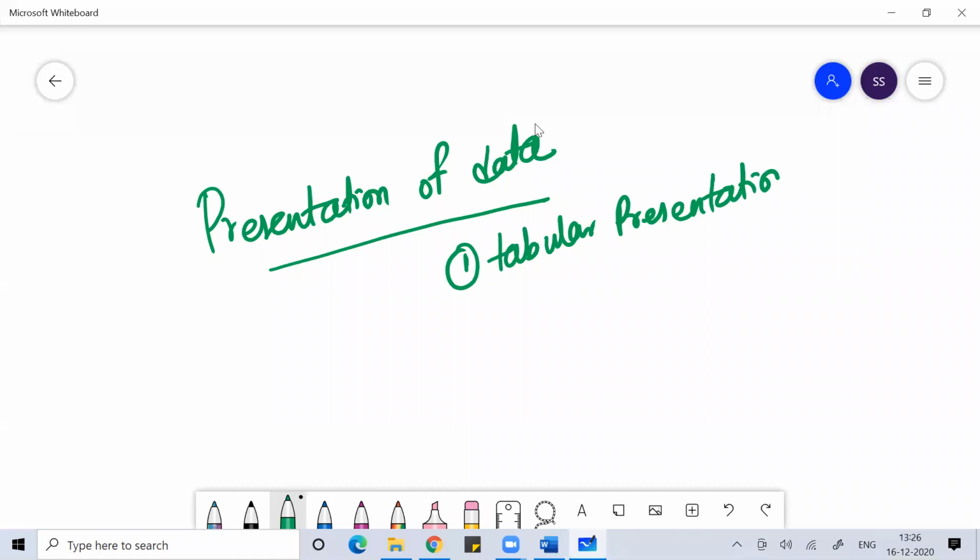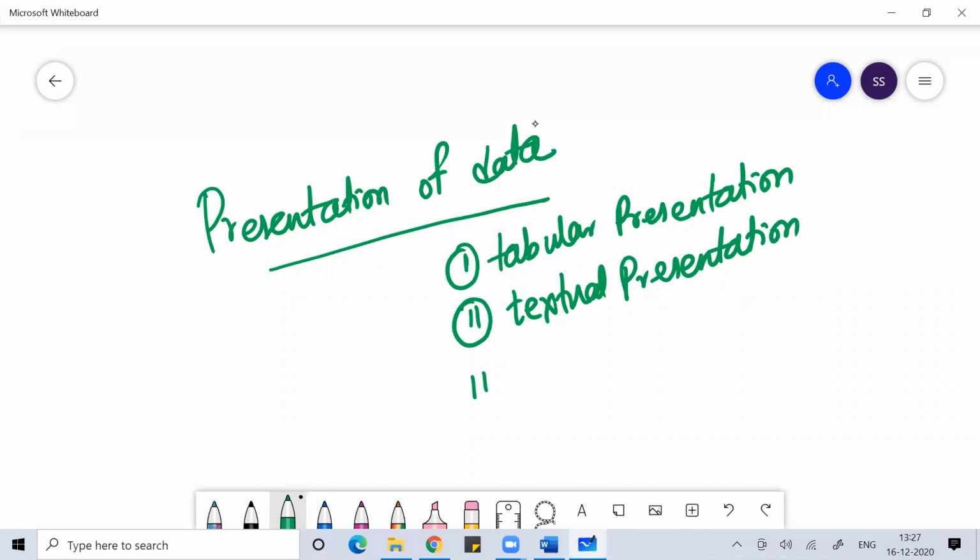Tabular presentation means by using a table, we present the data. Or we can present the data by using text, which means you write a complete story, like the way you present the data of your project work, where you write the complete story in the form of text. So textual presentation means you give all details of the data while writing, and you expect the other person to read it to understand what all you have done. That is textual presentation. So we did tabular presentation already.